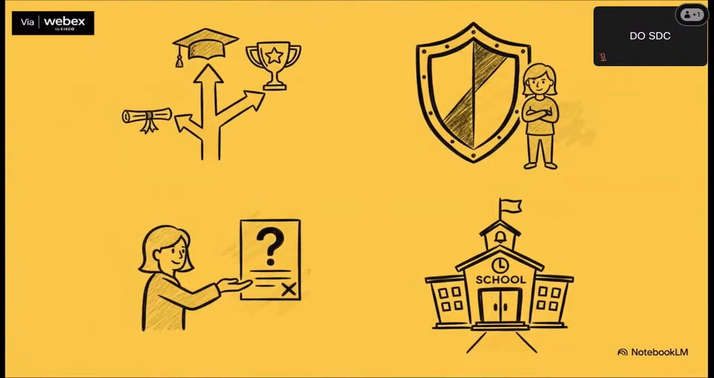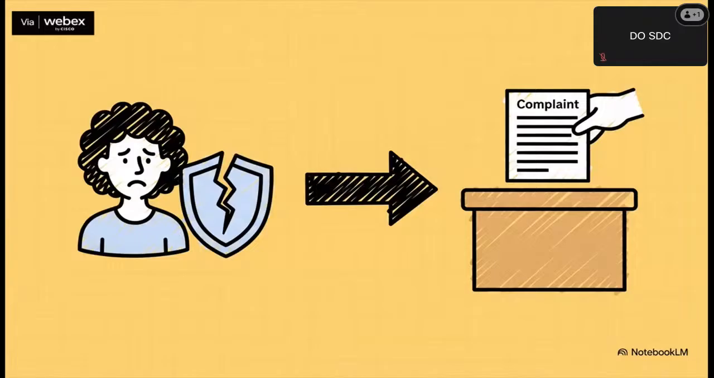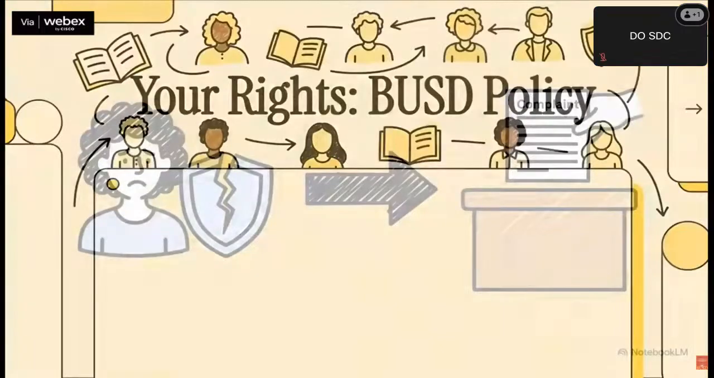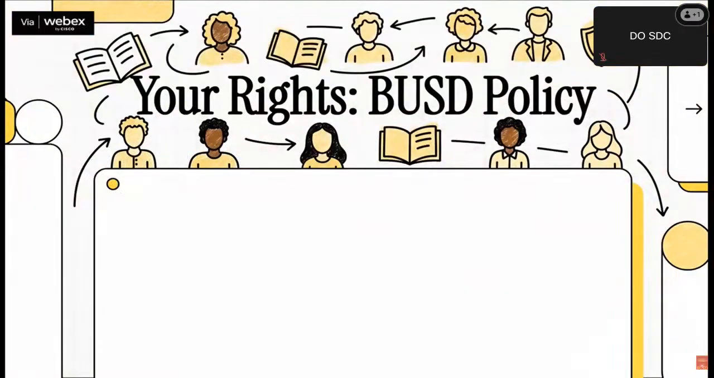And crucially, these rights aren't just words on a page. They have teeth. The policy gives you a tool for accountability. If you ever feel that these protections have been ignored or violated, you can use the district's uniform complaint procedures to file a formal complaint and have it investigated. And that really brings us full circle. This policy is about so much more than a set of rules. It's about actively creating a community where people feel safe and trusted.